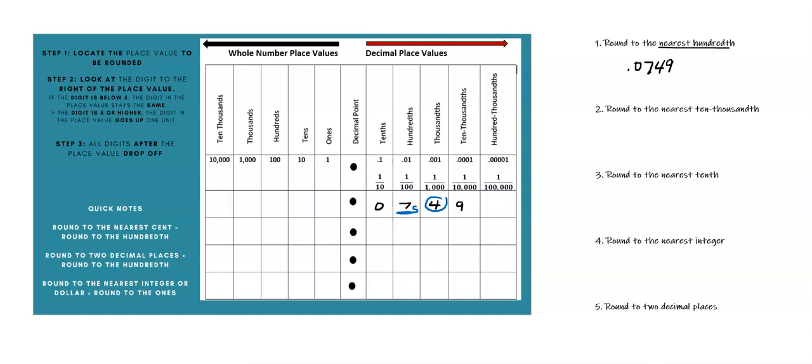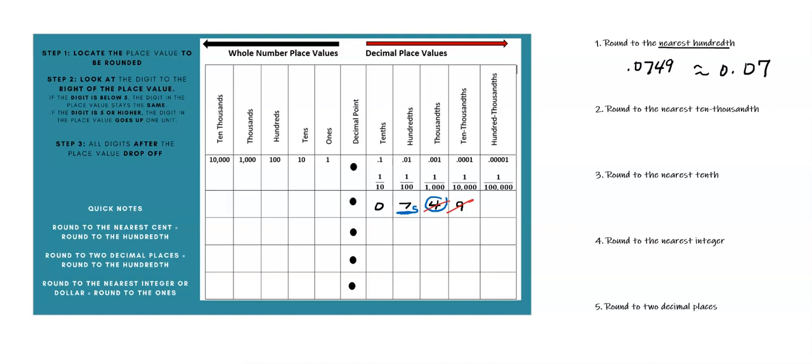So what does that mean? Well, for step 3, that means that all digits after the place value drop off. So this digit and this digit will drop off of the number, and our answer is 0.07.